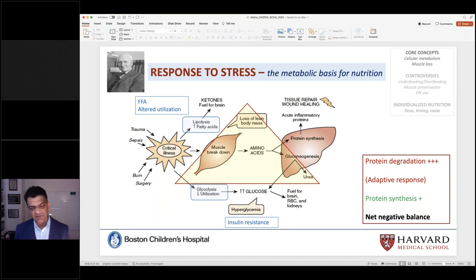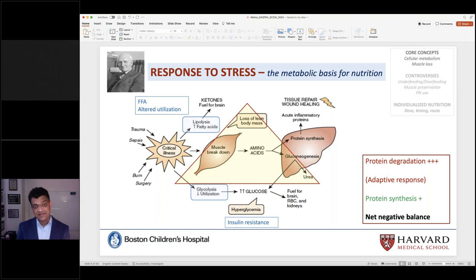These amino acids are available to humans, especially at times of stress, such as trauma, sepsis, burn, surgery, where the individual has no access to external food sources and therefore relies on the muscle breakdown as an internal source of amino acids, which can then be used for protein synthesis, gluconeogenesis, and therefore support some of the basic functions, but also try to repair the tissue that is injured.